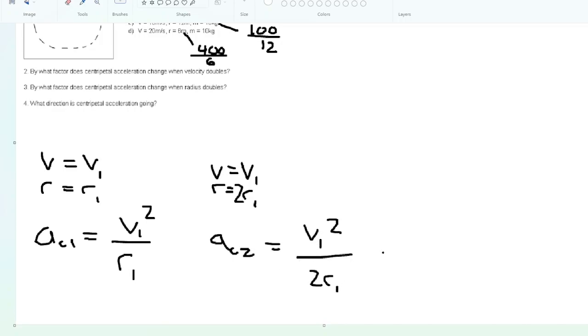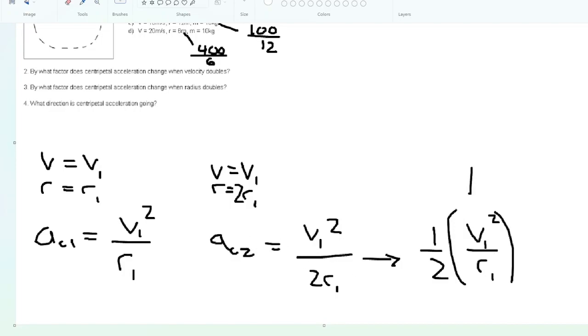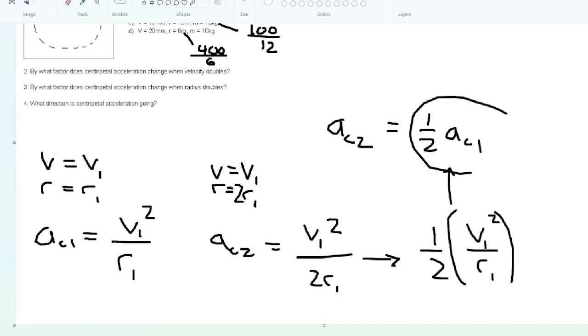So let's see if we can put this in terms of AC1. If I factor out 1/2, we get velocity 1 squared divided by R1 is equal to AC2. And this looks a lot like this. Well, it is exactly this. So we can go ahead and replace this with that. 1/2 AC1 is going to be equal to AC2. So when our radius doubles, our centripetal acceleration halves in this case.